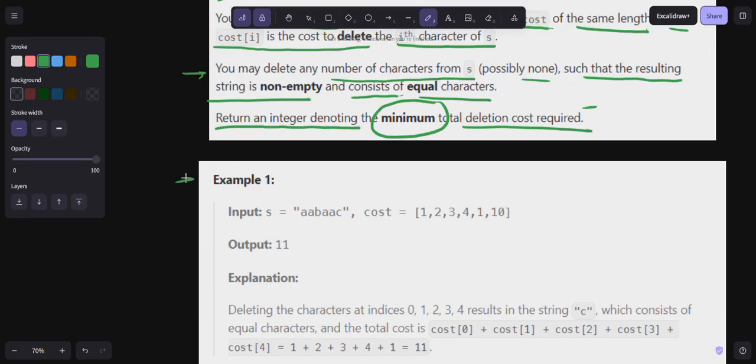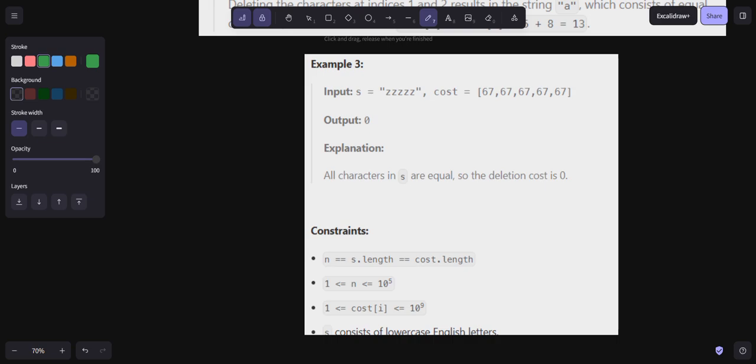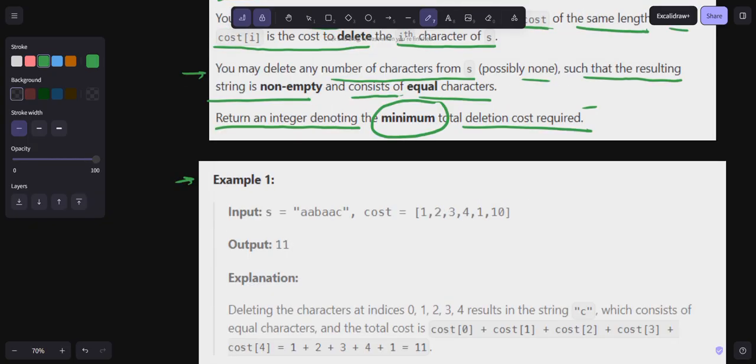So now see this example number 1. If you see the constraints here first, n is nothing but s.length is equal to cost.length, same. n is from 1 to 10^5. Cost[i] value is from 1 to 10^9. And important, s consists of lowercase English letters only, right? So what are the lowercase English letters? We have a, b, c up to z, right? a is at 0 index, b is at 1 index, c is at 2 index, same as z is at 25 index. Total 26 characters, lowercase.